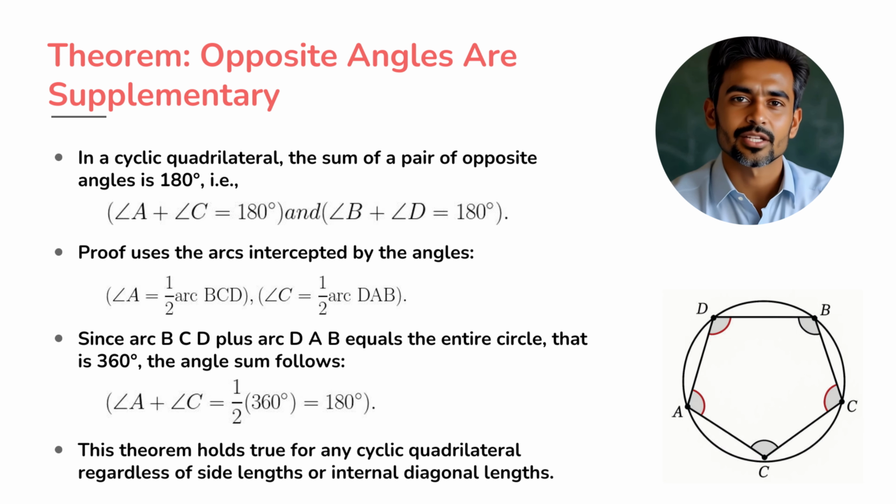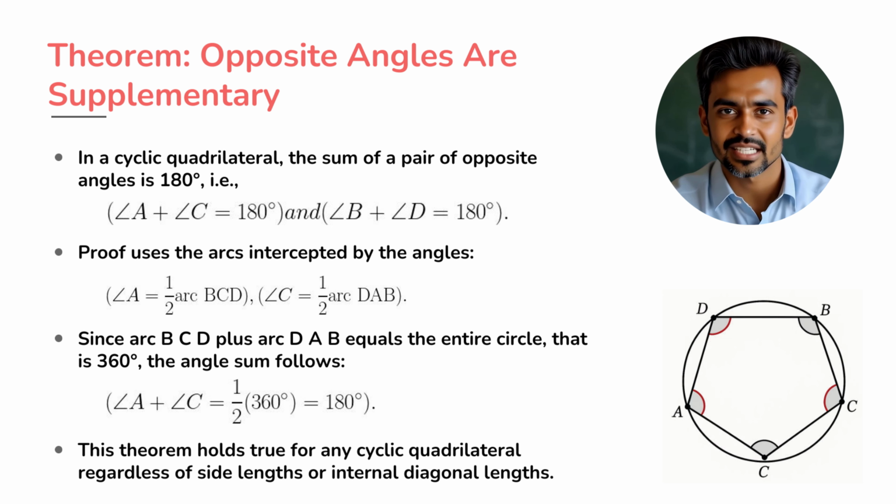Now that we have identified the cyclic quadrilateral, let's zoom in on one of its most important theorems. The opposite angles are supplementary. This means in a cyclic quadrilateral, angle A plus angle C equals 180 degrees, and the same goes for angle B plus angle D, also 180 degrees. But why? Picture the arcs on this circle. Angle A actually intercepts the arc BCD, and angle C intercepts the arc DAB.